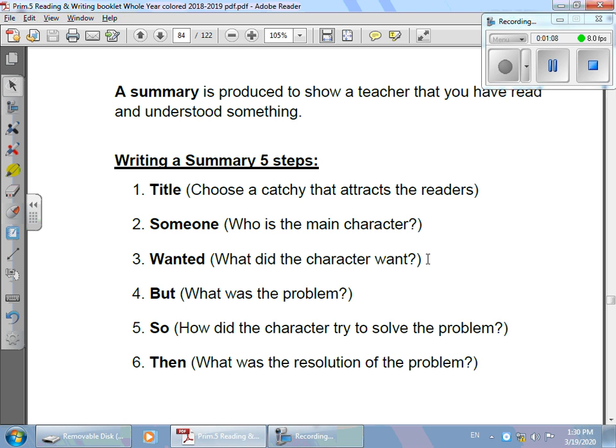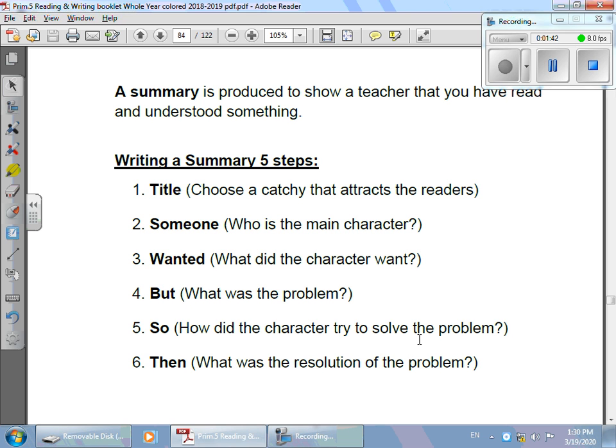The third step is, what did this character want? What did the character want in the story? He was looking for a job, he wanted to travel, he wanted to learn. What did he want? Number 4, mention the problem or an incident or an event that happened and changed the rest of the events of the story, so you must mention this.